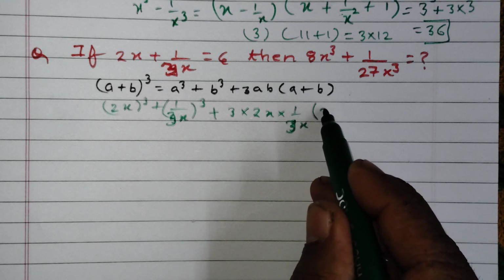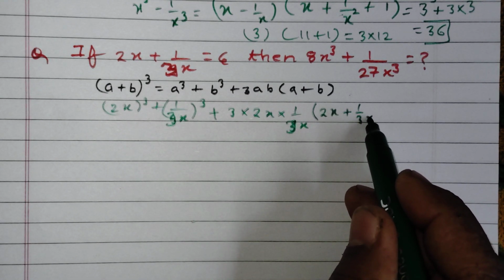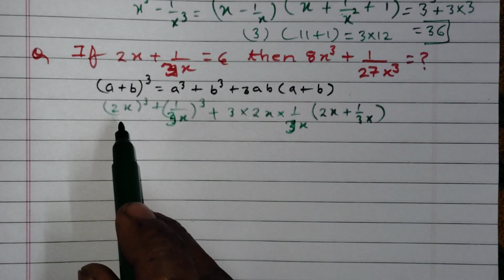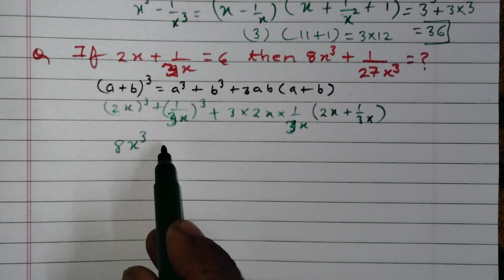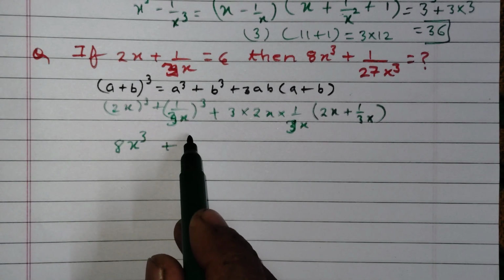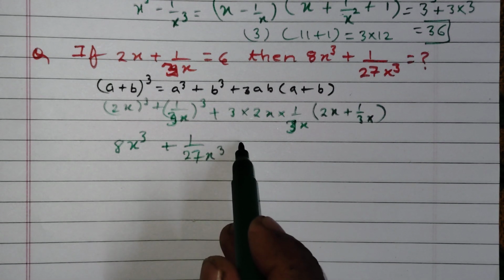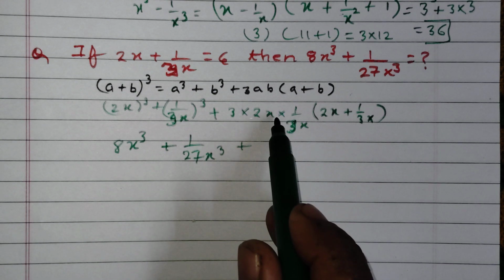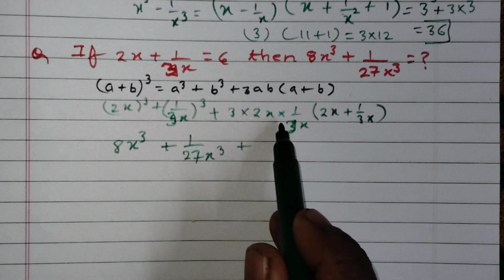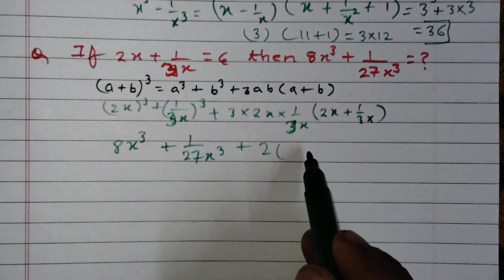Bracket 2x plus 1 upon 3x. Now 2x cube is 8x cube, and 1 upon 3x cube is 1 upon 27x cube. Plus, this denominator 3 and this numerator 3 cancel out, and this numerator x and this denominator x cancel out, we get 2 only. Bracket value is 6.